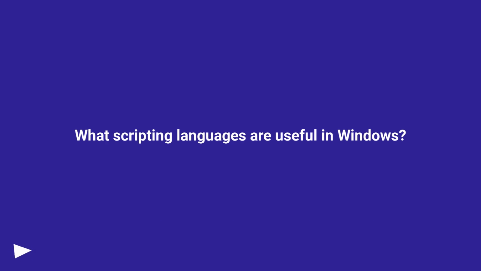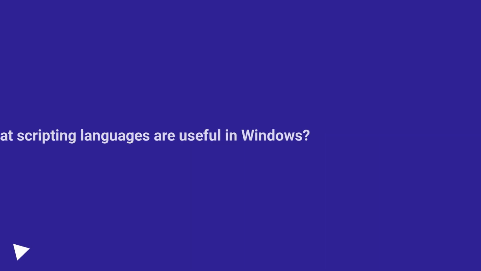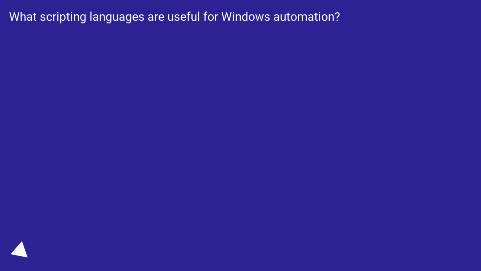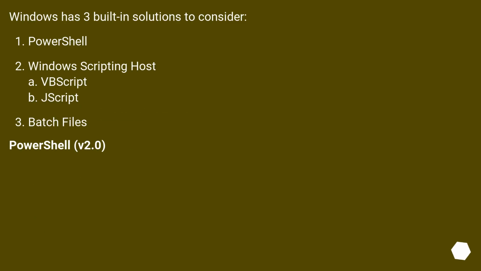What scripting languages are useful in Windows? What scripting languages are useful for Windows automation? Windows has 3 built-in solutions to consider: PowerShell, Windows Scripting Host (VBScript, JScript), and Batch Files.